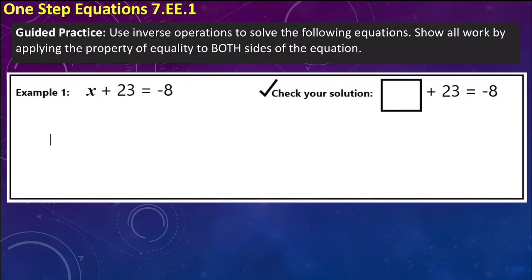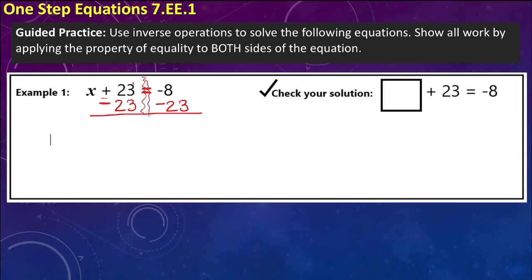So for this first example, we're going to look at the variable side, and we notice we have plus. Well, the inverse of plus 23 is going to be minus 23. Now what you do to one side, you must do to the other. So if we take away 23 from the left side, and the equal sign separates the sides. Sometimes you might have had a teacher say, well, that's like a river there. So the river separates the two sides. So we're going to take away 23 from both sides.